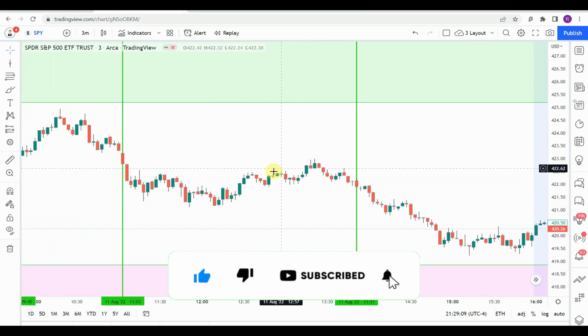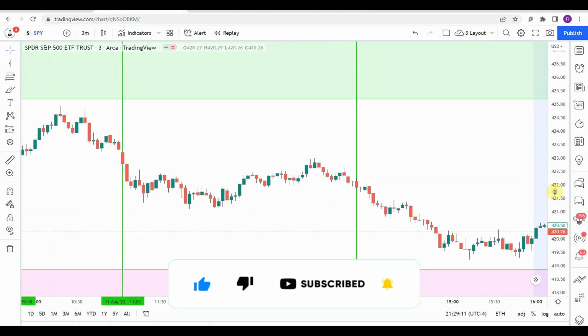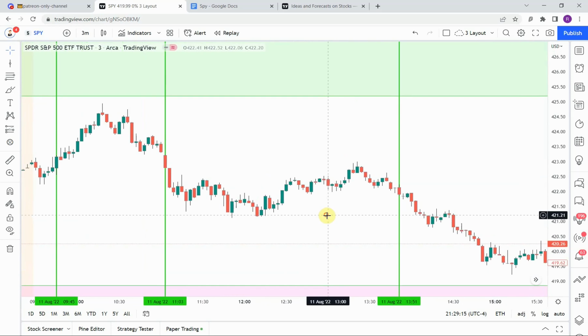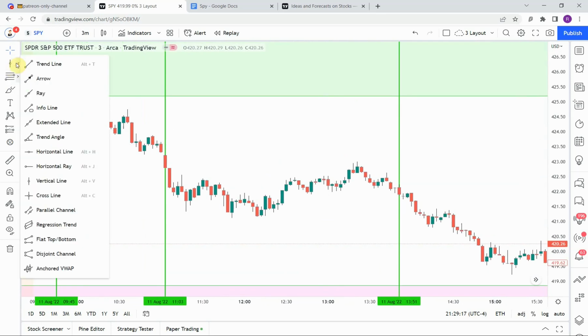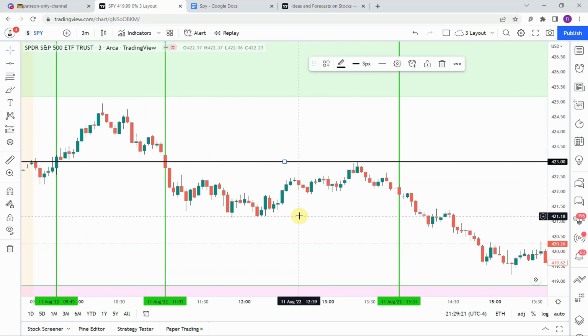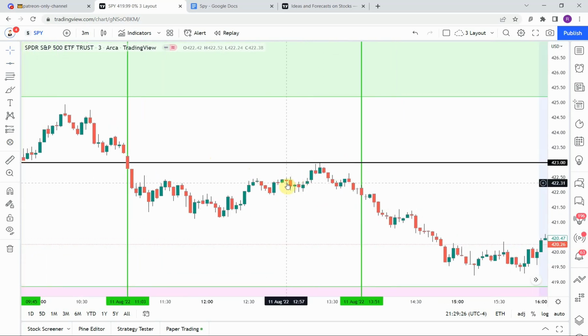We came up right here, and I almost pulled the trigger on a call position, a long position, but I didn't like the way that we were running right into the open of the day, which was right here. We had barely any room.